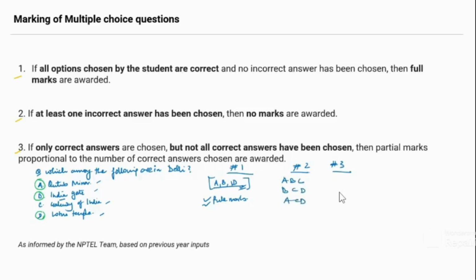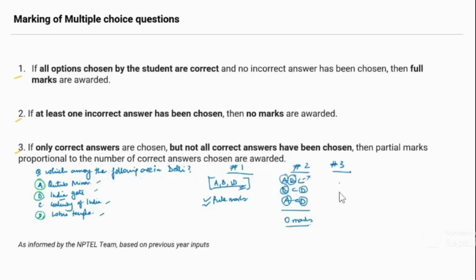Now here, if you see, you are also selecting correct answers, which are A and B, which are B and D, which are A and D. But you are also selecting the wrong answer, which is Gateway of India. It is the incorrect one. Now, since you have selected the incorrect option, you will not get any marks, 0 marks.